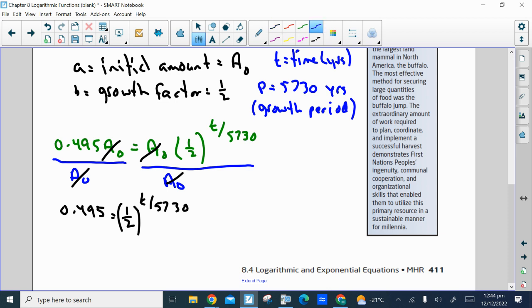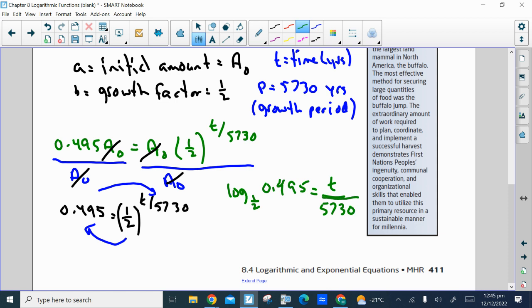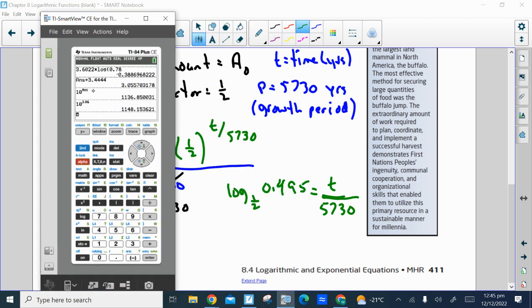But remember, this is one of the uses of logarithms. You can solve any exponential equation using logarithms by converting from exponential to logarithmic, by starting with the base and cycling through. Remember that the bases are the same no matter what form you are in. This exponential function has a base of 1/2, so when you write it as a logarithm, it'll be log base 1/2 of 0.495 equals t over 5,730. And you can use your calculator to find out what the left side is. If you have the log function in your calculator, this newer operating system, you can do that. If you don't, you use the change of base identity. Do the log of 0.495 divided by the log of 1/2.